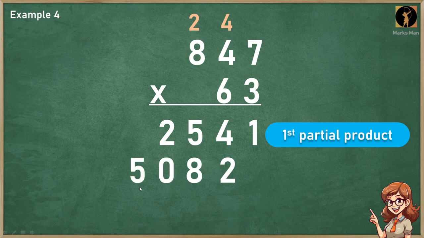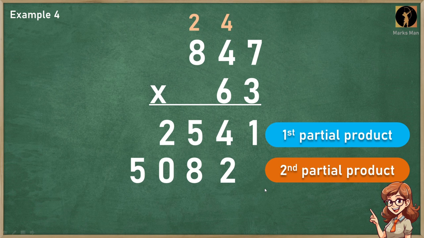Now this number, 5082, is our second partial product. And this is not our final answer. To get the final answer, you need to add the first partial product and the second partial product.